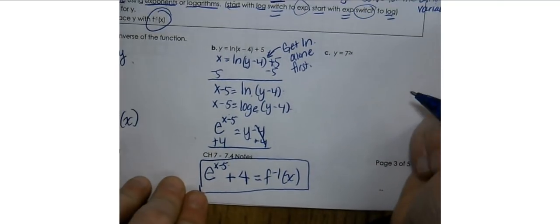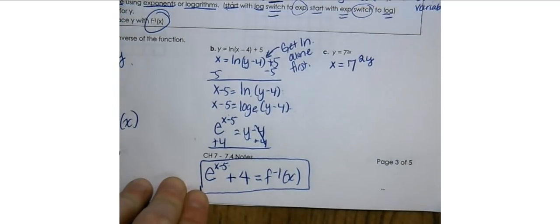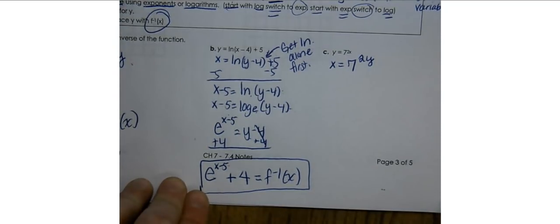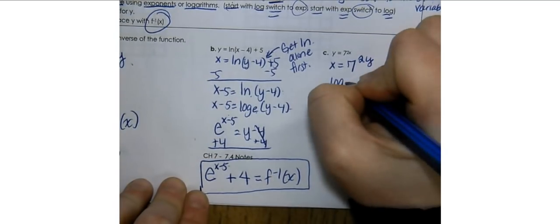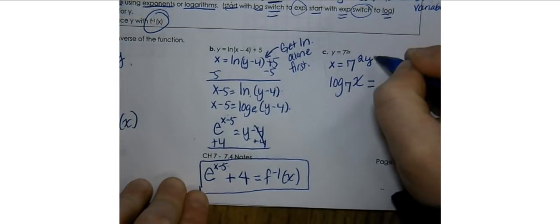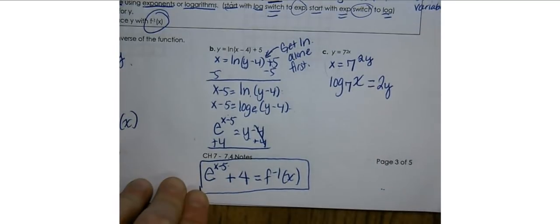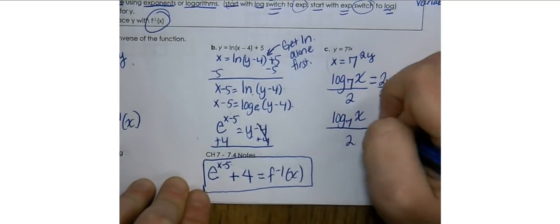And finally, letter C, I'm going to start off by switching my x and y values. So I have x is equal to 7 to the 2y power. This problem is starting off in exponential form, so I'm going to rewrite it in logarithmic form and make sure that my y is alone. So my logarithmic form is going to be log base 7 of x is equal to my exponent, which is 2y. y needs to be alone, so I'm going to divide both sides by 2, and so my answer is going to be log base 7 of x divided by 2 is equal to my inverse.